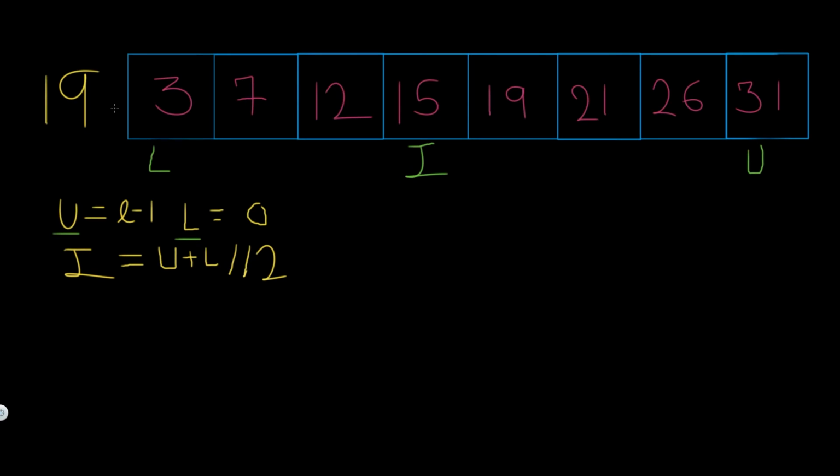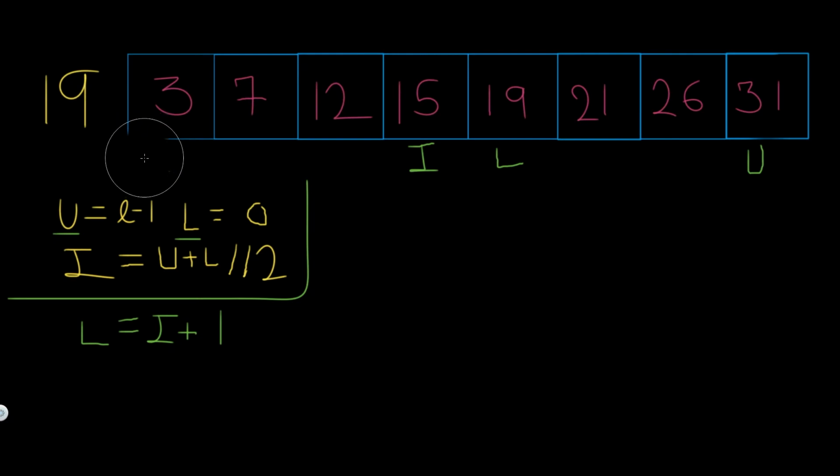In binary search, we check if the element at I is equal to the number that we are searching for, and 15 is not equal to 19. We know that 19 is greater than 15, and in the case that the element we are searching for is greater than the element we have found, we will change the value of L. So L will be I plus 1. I is at 15, so L will be at 19. So let's erase that L out.